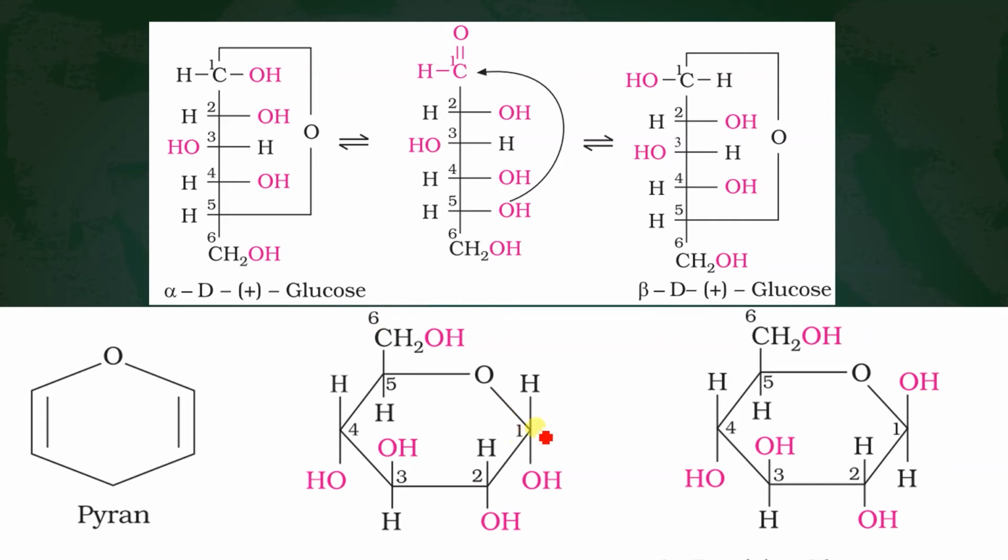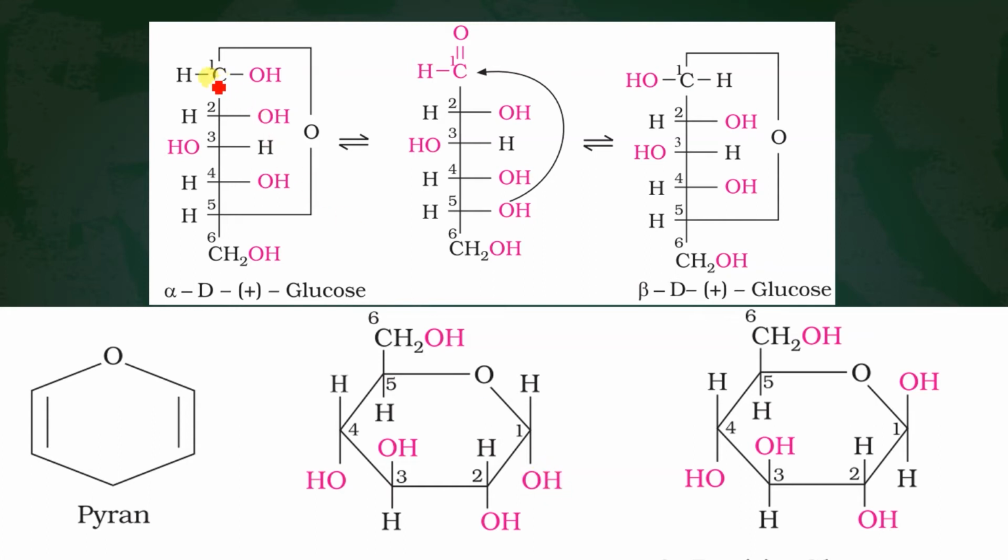How you keep the OH, upside or downside, matters. Let me explain. As I told you, if it is inside the ring, it is alpha, and if it is inside, then it will be downside. Alpha is under, downside. Got it? You have to understand it like this. So if it is inside the ring, that means it is alpha, and this OH, if it is inside, then we have to draw the structure downside.